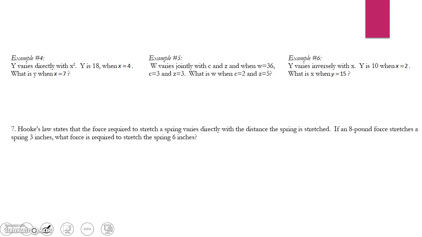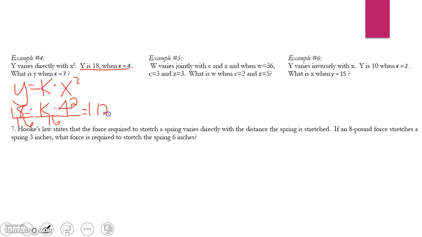All right, the next example says y varies directly, so y equals k. Varies directly means times, and it's with x squared this time. So y is 18, I don't know my k, when x is 4. So I use this first bit of information to solve for my k. Remember, notice that I kept my squared in there. So when I divide over, I'm going to be dividing by 16. When I do that on my calculator, I get 1.12.